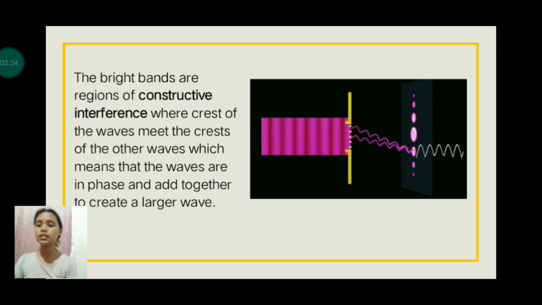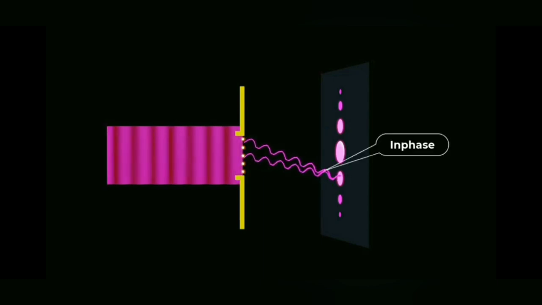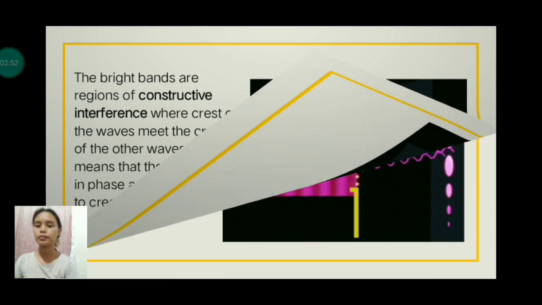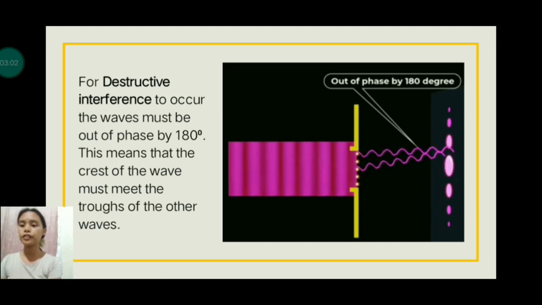The bright bands are regions of constructive interference, where crests of the waves meet the crests of other waves, which means that the waves are in phase and add together to create a larger wave. For destructive interference to occur, the waves must be out of phase by 180 degrees. This means that the crest of one wave must meet the trough of the other wave.